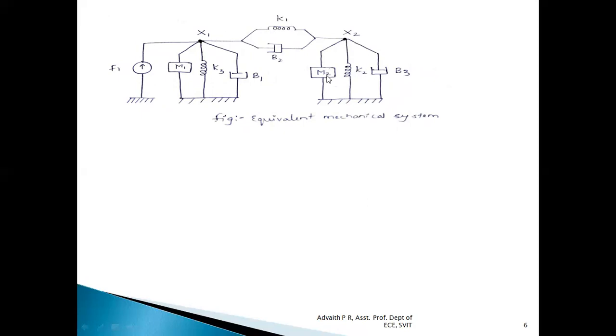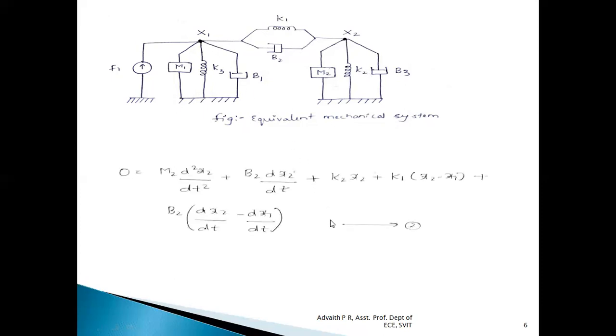0 is equal to m2 into d square x2 by dt square plus b2 into dx2 by dt plus k2 into x2 plus k1 into x2 minus x1 plus b2 into dx2 by dt minus dx1 by dt. The same thing is written here. So this is how we write the equilibrium equation for the second node.